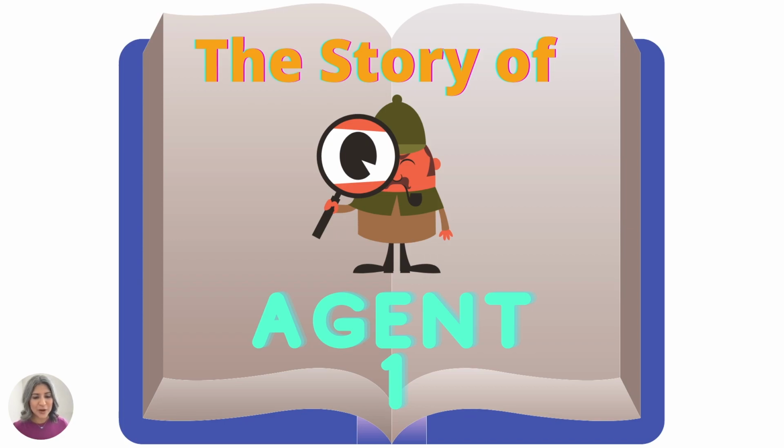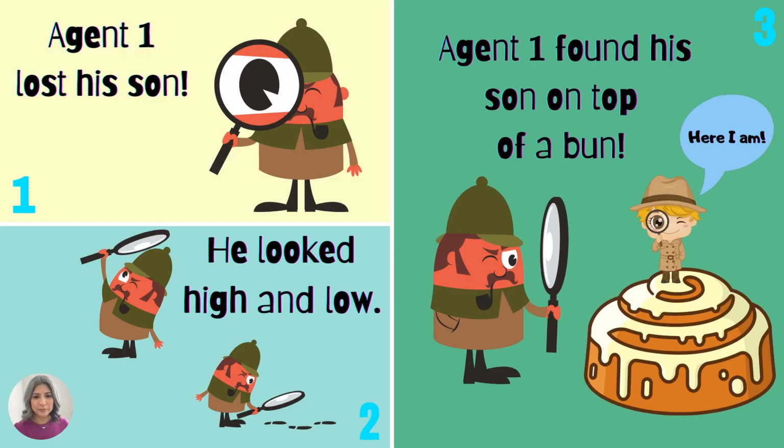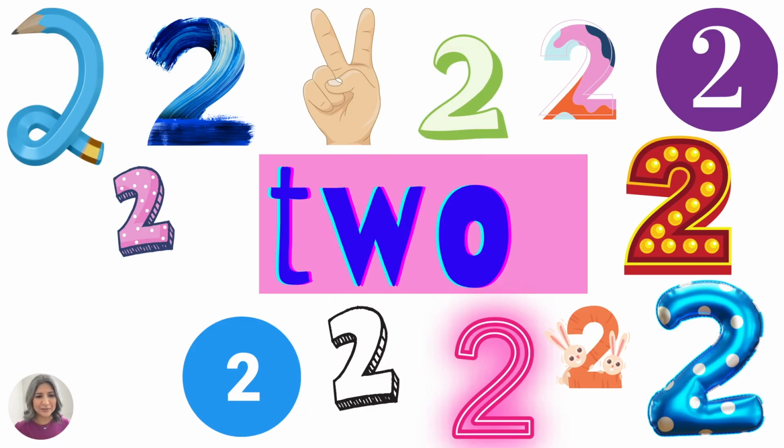The story of Agent 1. Agent 1 lost his son. He looked high and low. Agent 1 found his son on top of a bun. "Here I am," said his son.